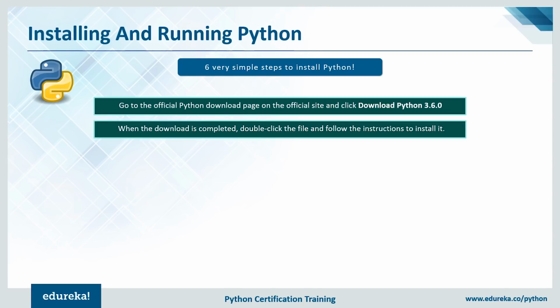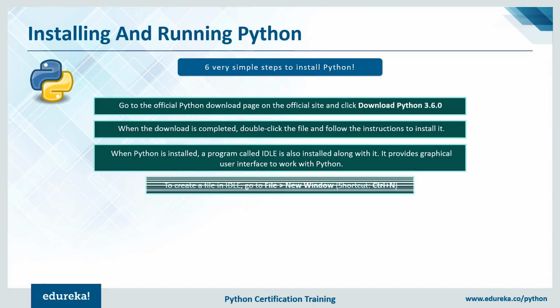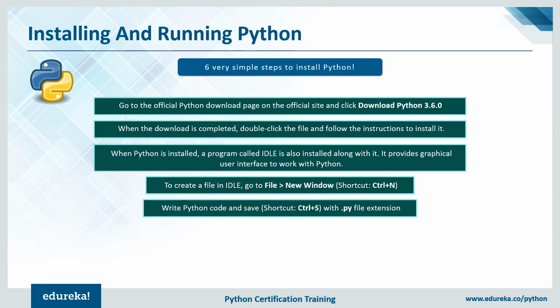And next up, when the download is complete, all you need to do is double click the file and follow the on-screen instructions and install it. However, do note that when Python is installed, there is a program called IDLE which is also installed with it, right? So it provides a graphical user interface to work with Python. And to create a file in IDLE, all you have to do is go to File, New Window, and create a file. As simple as that. And write your Python code. To save it, there's a shortcut which is Ctrl S.